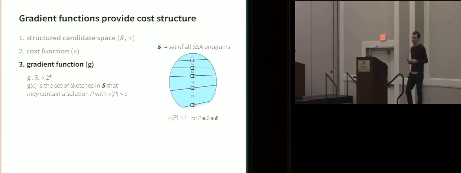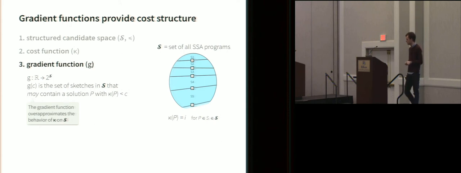The gradient function takes as input a cost, and it returns the set of sketches in the metasketch that may contain cheaper solutions than that cost. In other words, the gradient function is essentially over-approximating the cost function on the set of sketches. For our super optimizer, because we defined a really simple cost function, we could also define a really simple gradient function. All the gradient function is going to do is take a cost and return the set of sketches that are shorter than that cost.